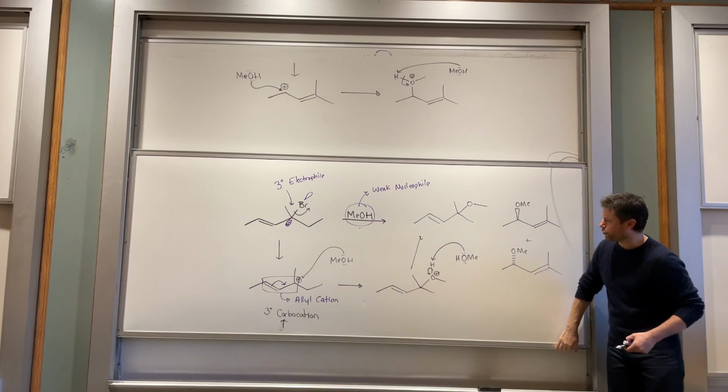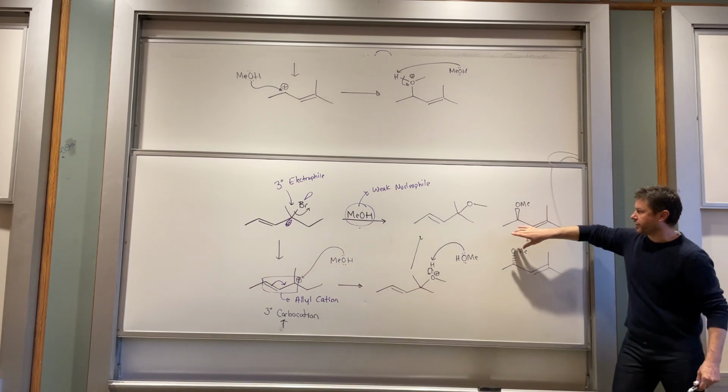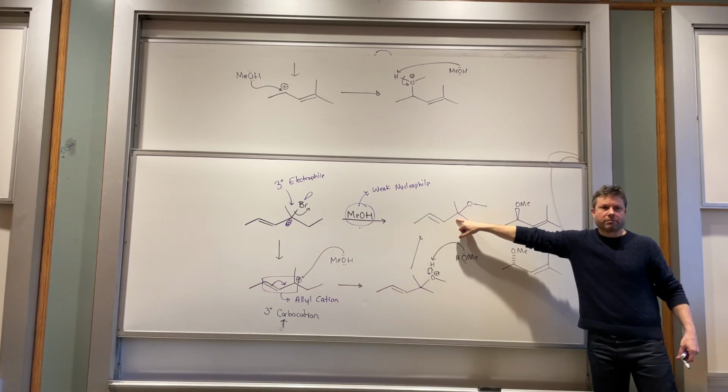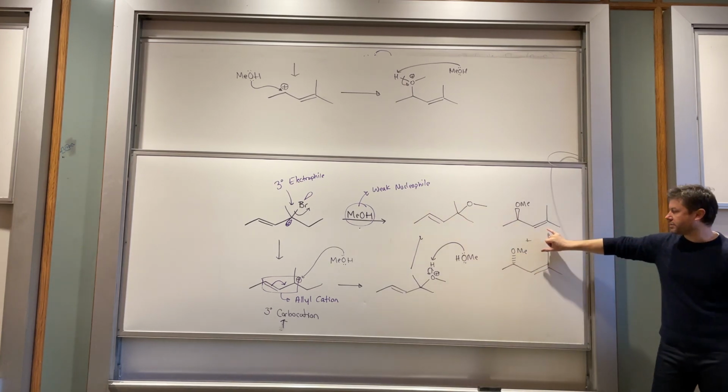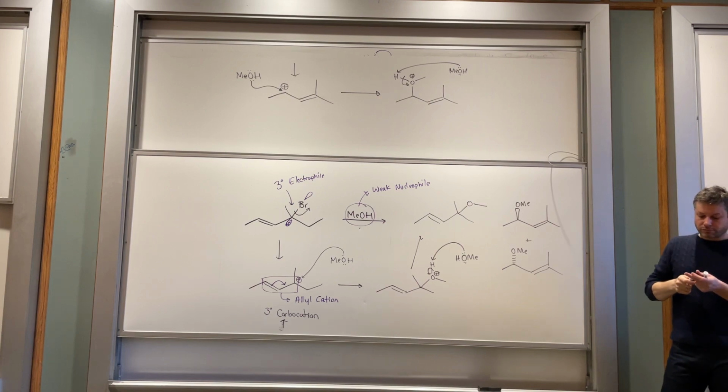So I guess in total we're only making 3 products, right? Because there's only one, this is not a chiral center, right? So there's no enantiomer of that product, just these 2. Questions about this?